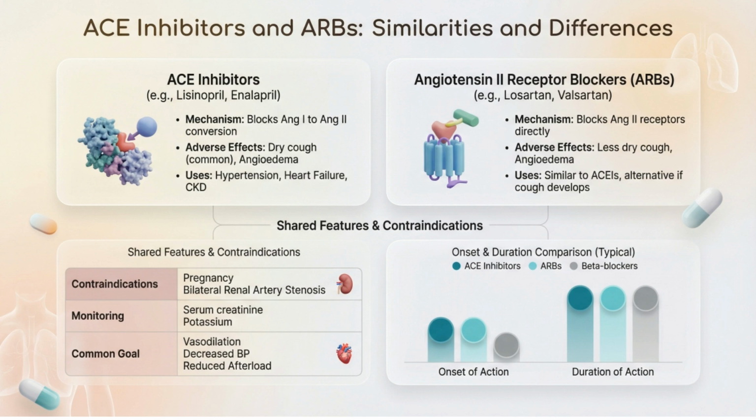ACE inhibitors and ARBs both treat hypertension and heart failure, but via different mechanisms. ACE inhibitors block conversion, while ARBs block receptors directly. Both share contraindications like pregnancy.